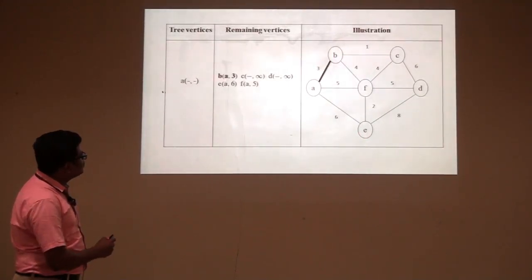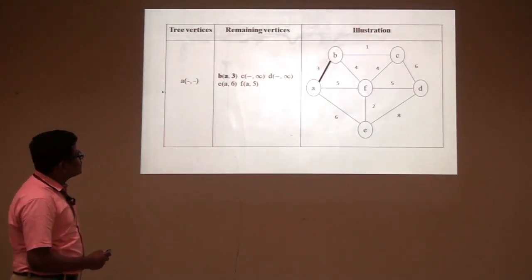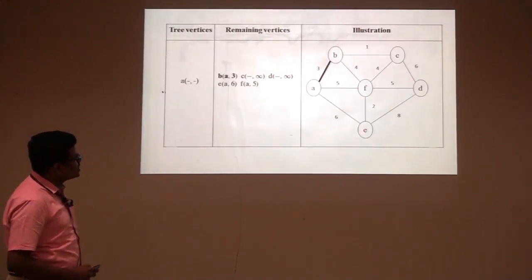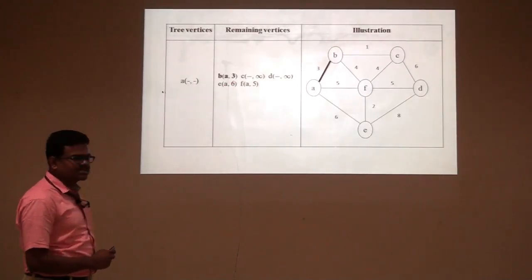From A to B we have the cost as 3, and from A to F we have a cost of 5. So for the F vertex we are noting the cost as 5. From A to E we have the cost as 6. So for the E vertex we are giving the cost as 6.